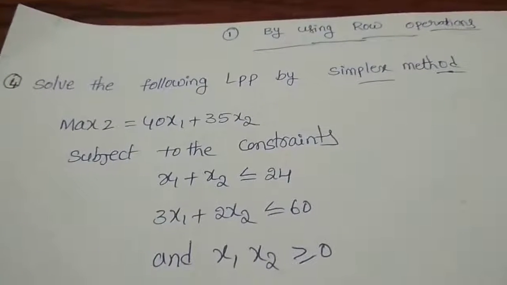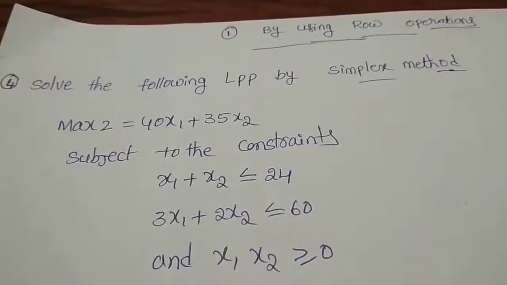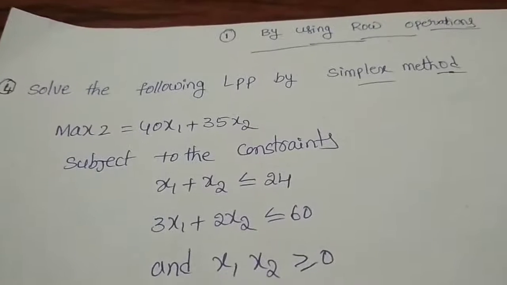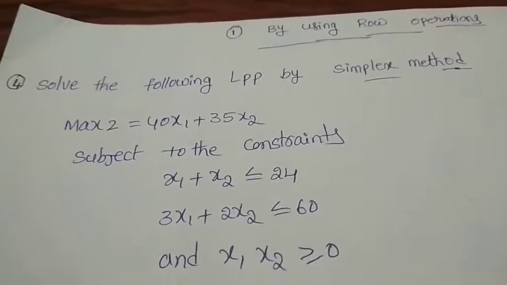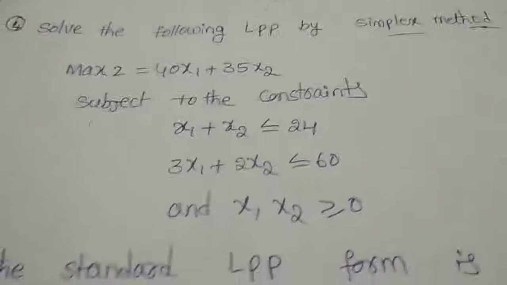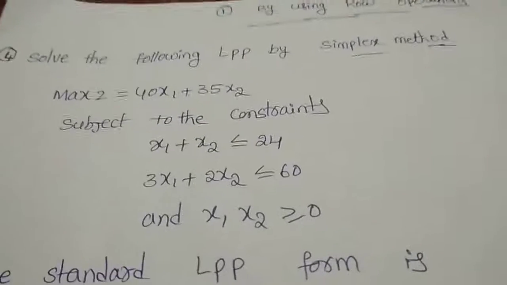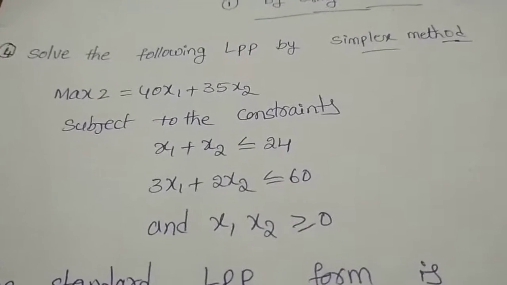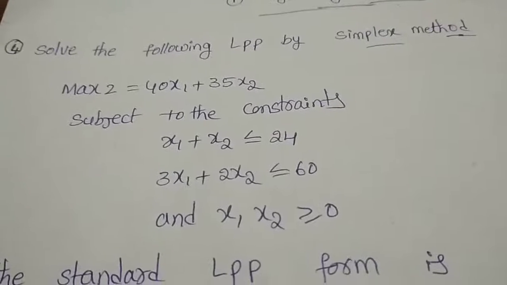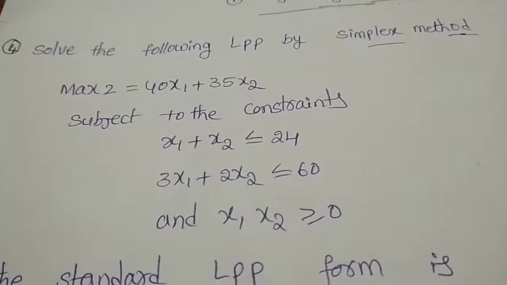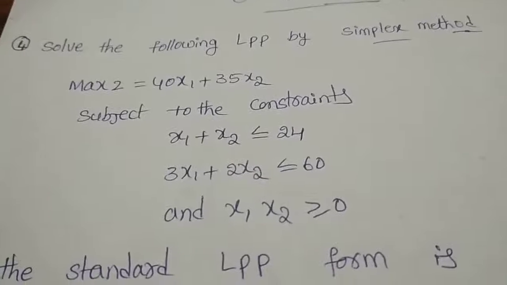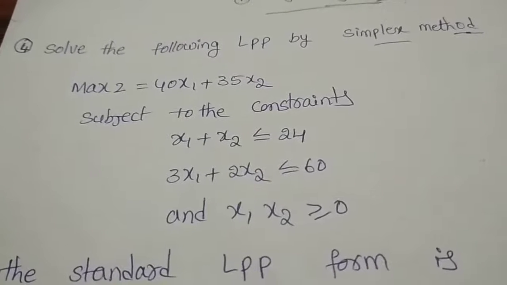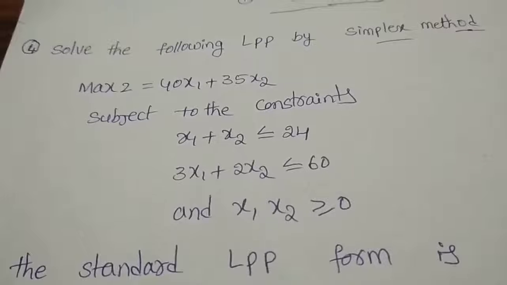Hi students, in this class I will explain how to solve the following linear programming problem by using the simplex method. First observe here, the problem is to maximize z equal to 40x1 plus 35x2, subject to the constraints x1 plus x2 less than or equal to 24, 3x1 plus 2x2 less than or equal to 60, and x1, x2 greater than or equal to 0.